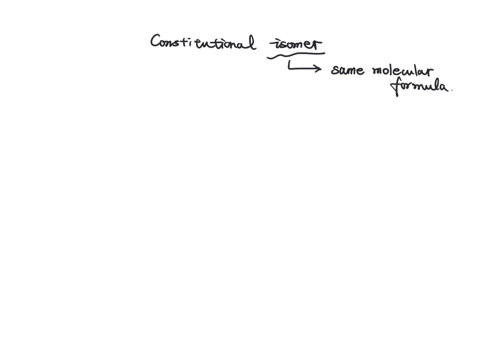And in order to be considered constitutional isomers, the molecules we are looking at here will have different connectivity. So what does that mean? Let's look at one example. First we are going to look at C3H8O. We are just going to draw some molecules out in the Lewis structure for now.